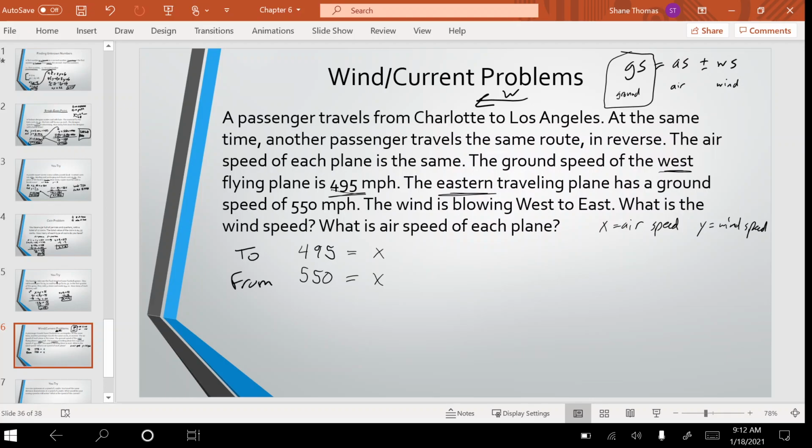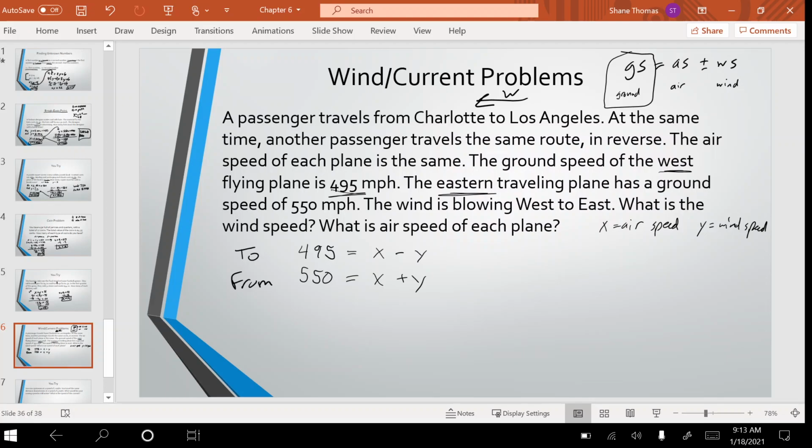So looking at this, even without paying attention to which way the wind is blowing, which one's west to east, which one has the wind helping and which one has the wind hurting? 495 and 550. The faster one's going to have the wind helping, right? So this one has the wind helping. This one has the wind hurting. Does that make sense? That's how I figured out the plus and minus. One's faster than the other. The faster one is helping me.